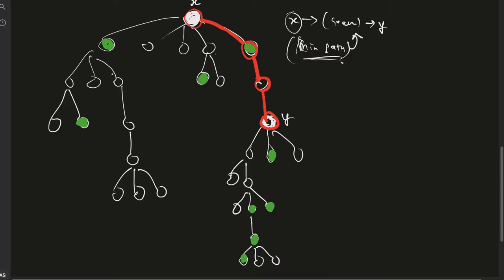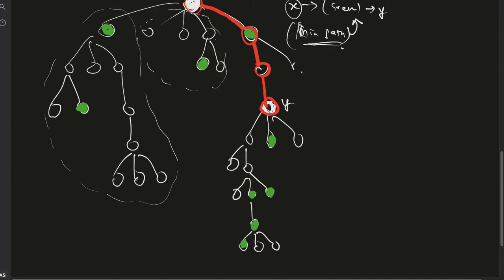Now, the minimum possible time to get from x to y while visiting all the green vertices in between can be achieved if, on this path, from x we first visit all the green vertices here, then all the green nodes here, and then finally we go to the child which lies in the path from x to y, and we keep repeating this. Okay, this is the idea. Similarly for these, we would do the same.